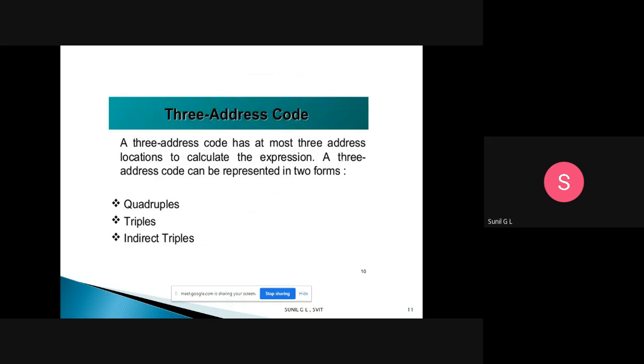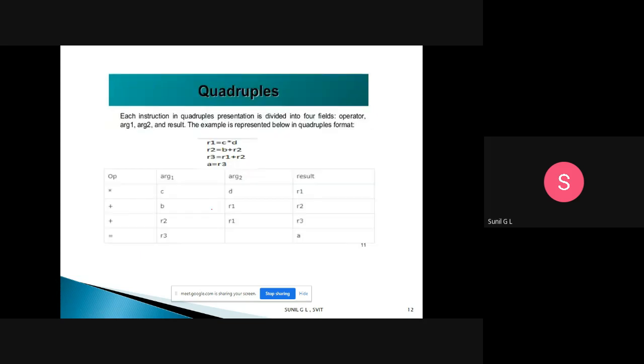This three address code can be represented in two forms: one is quadruples and another one is triples. In triples we will also have indirect triples. So how will we represent quadruples? What do we mean by quadruples?